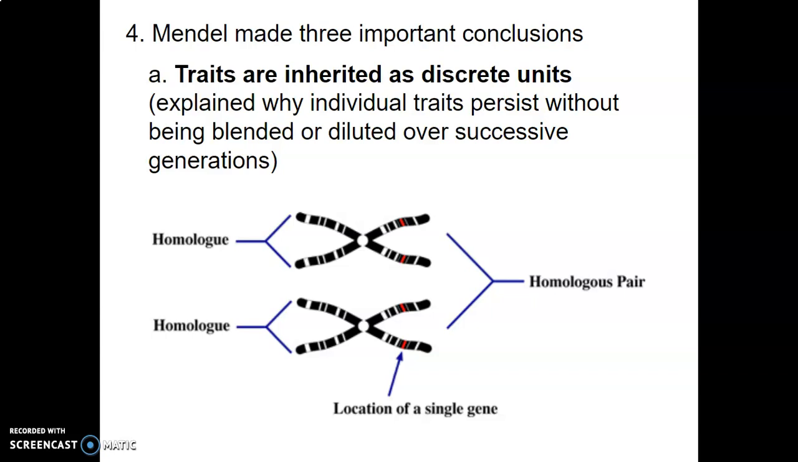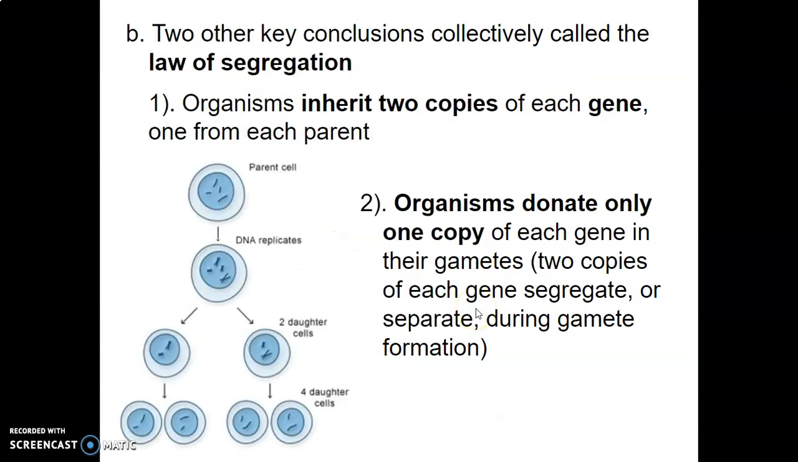1, traits are inherited as discrete units. This is why individual traits didn't just blend together or dilute. Looking at those flowers, we didn't have that light purple. It all goes back to black squirrel plus white squirrel equals gray squirrel, and that's what people thought at the time. He proved that was completely false. Instead, traits are discrete units. And then he has 2 other conclusions that became known as the law of segregation.